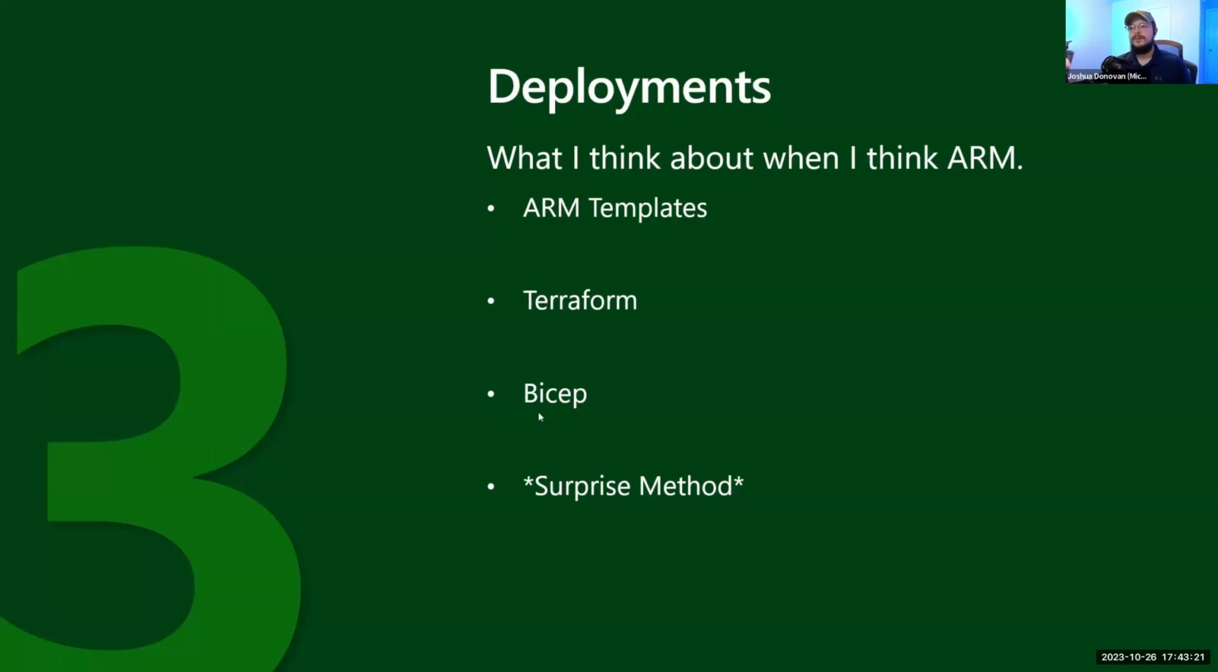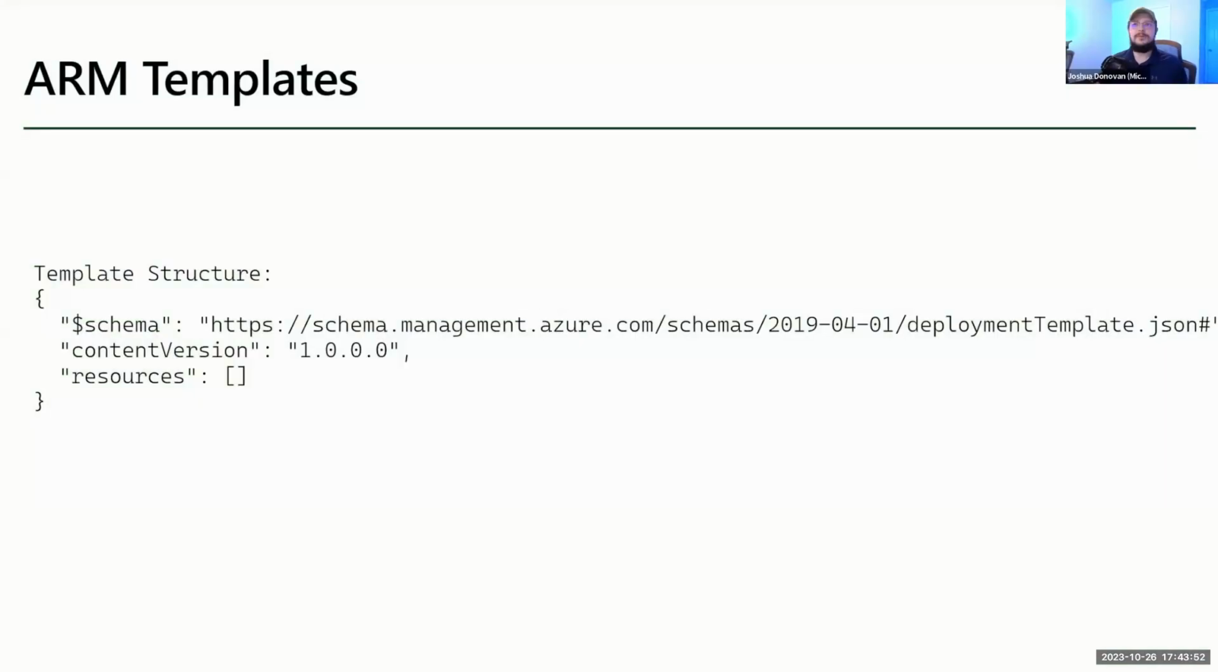We also have kind of the new kid on the block, which is Bicep. Bicep is a simplification, or maybe a more developer-focused way, to deploy resources inside of Azure. It compiles itself down into an ARM template when it's actually deployed, but it is a way to make developing how your resources are deployed easier. And then later on, we're going to talk about a little bit of a surprise method that I'm really having a lot of fun with. So let's go ahead and jump into it.